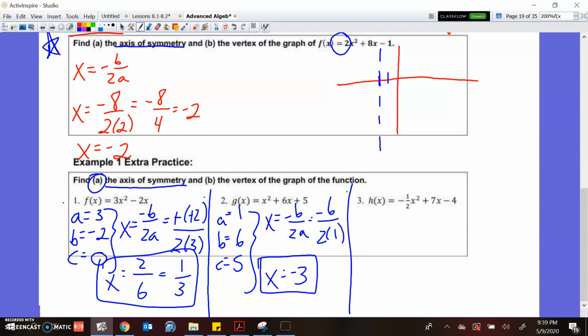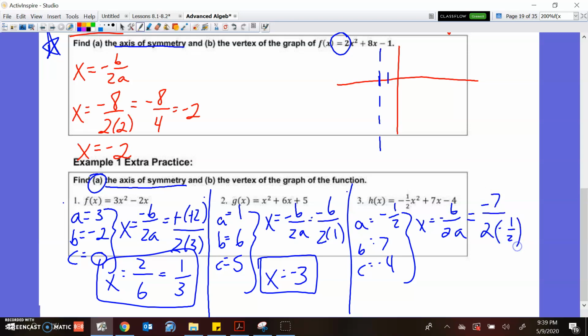All right, the last one. My a value is negative 1/2. My b value is 7. And my c value is negative 4. Putting that together, x equals negative b over 2a, which is negative 7 over 2 times negative 1/2. So I end up getting x equals negative 7 over negative 1, because half of 2 is 1, but it was a negative. So that gives me negative 1. And then negative 7 over negative 1 is just 7. So here it's x equals 7.